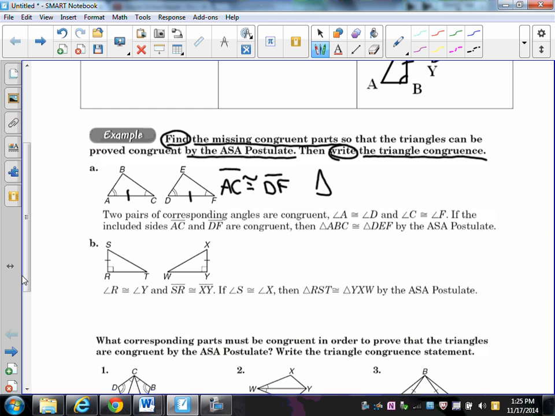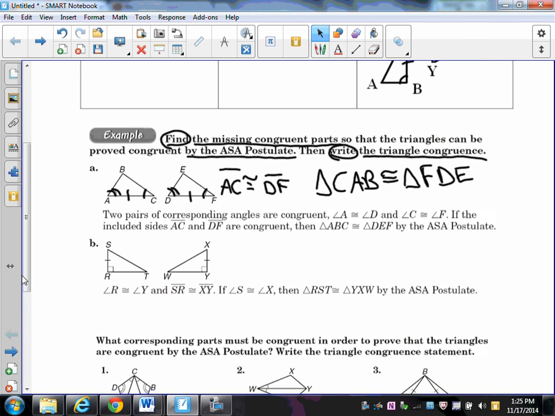So we would say triangle CAB. Remember, it's always good to name it in terms of the angle marks. So we have one and then two, and then no angle mark is congruent to triangle one angle mark F, two D, and our remaining angle would be E. So it'd be triangle FDE.